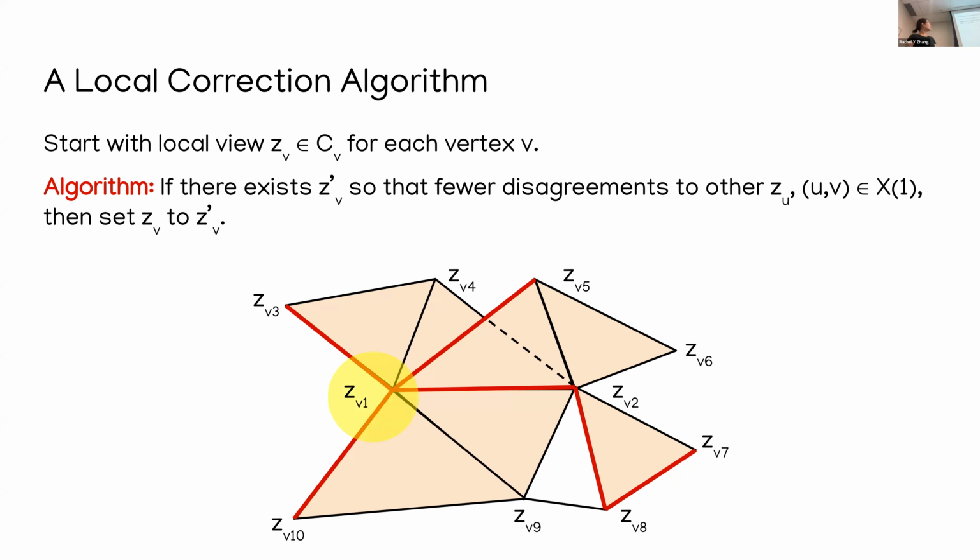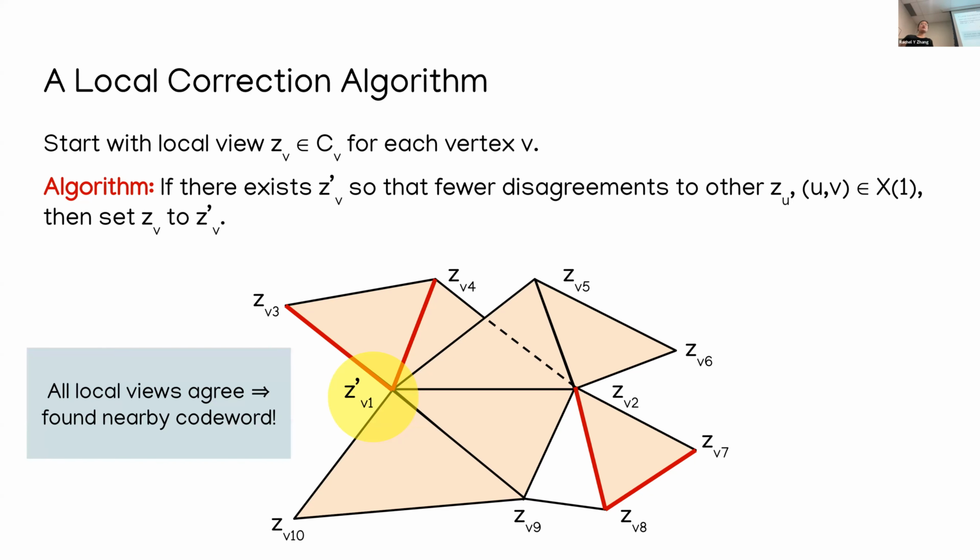We can do the following algorithm. We find a vertex which has some number of disagreeing edges adjacent to it, and if there exists some new local vertex view that will decrease the number of red edges, we change it to that new vertex view. This one has 4 red edges now, and if we change it, we have 2, so we make this change and we keep going. At every point in time, the number of red edges decreases. At some point this algorithm will terminate, and either there will be no red edges left or there will be many. The question is then, what can we say in either case?